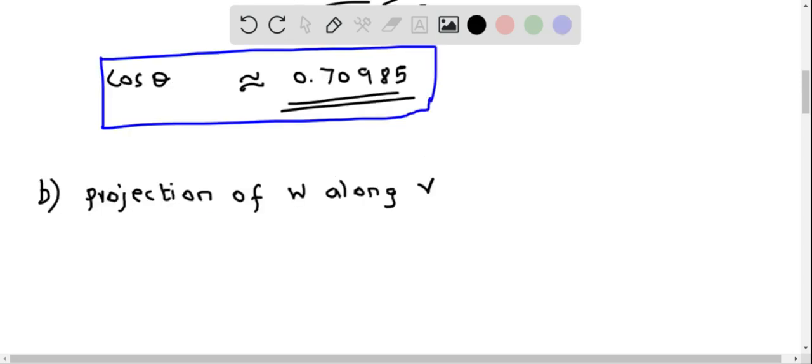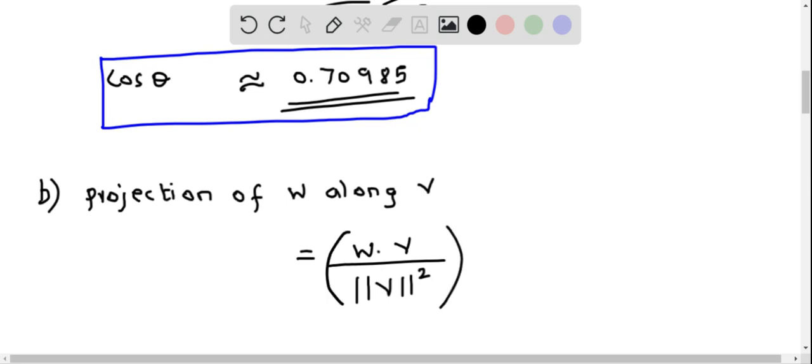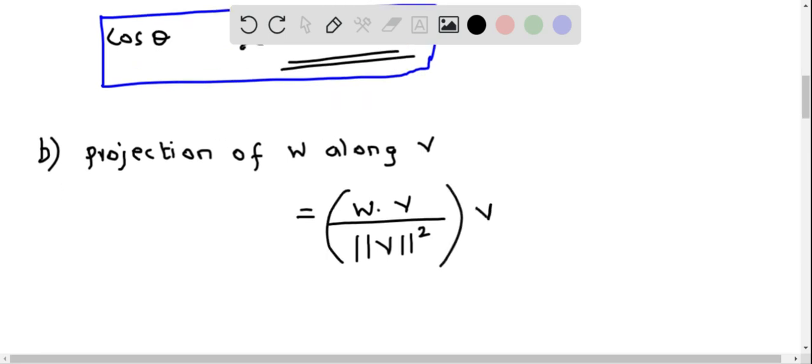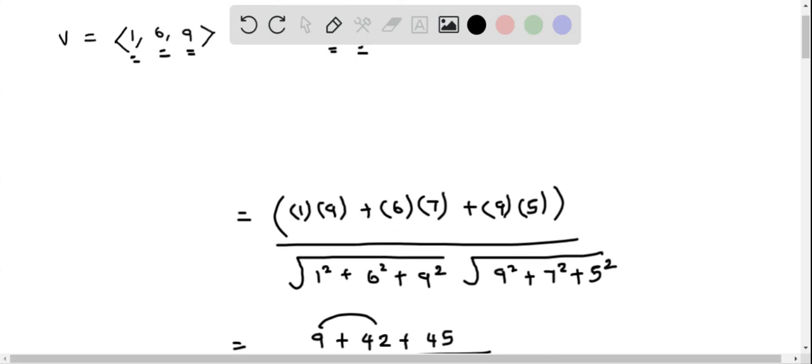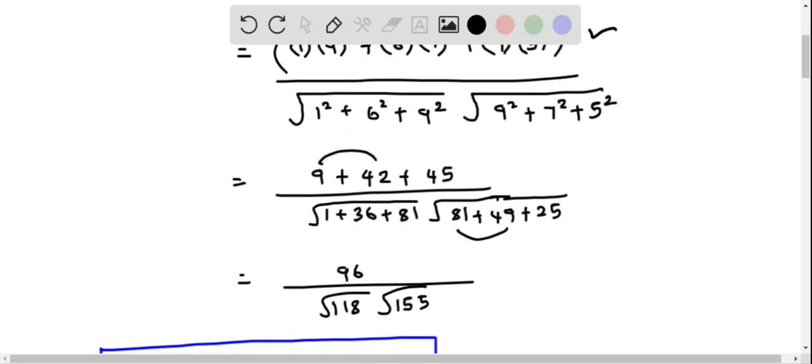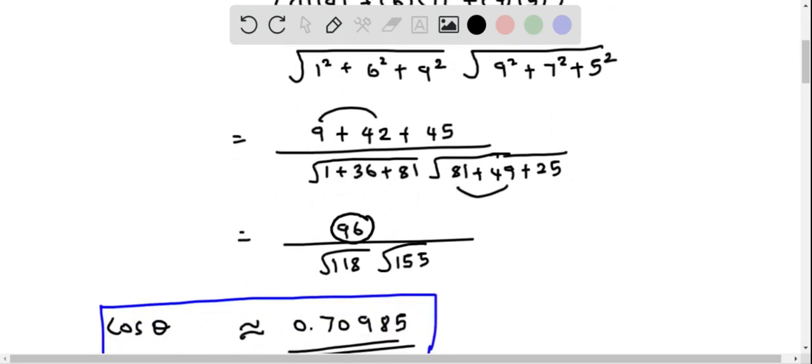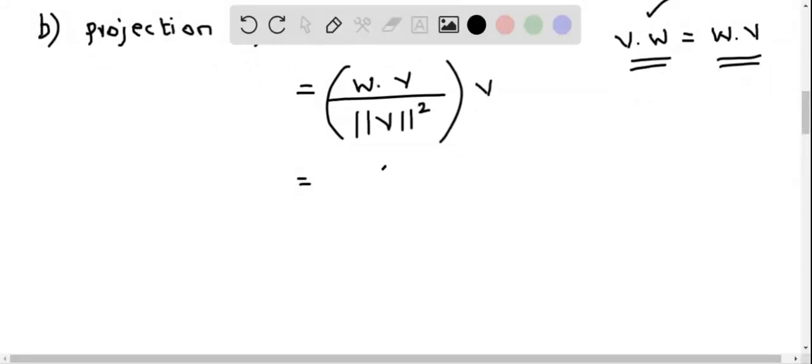Let's do part B. Here we find the projection of w along v, and this is given by the formula w dot v divided by the magnitude of v squared, times the v vector. Since we have already calculated v dot w, and the dot product is commutative, so v dot w equals w dot v, we can utilize the result from part A. When we simplified, we obtained 96, so I'm going to plug in 96 for w dot v.